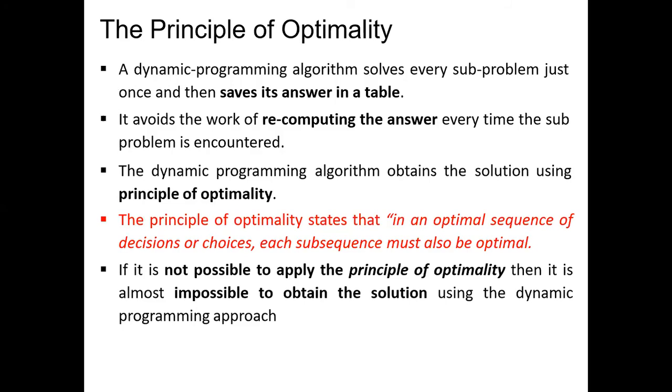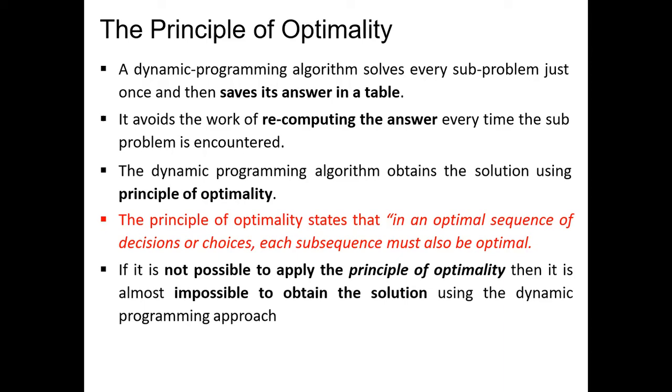Now let's see the principle of optimality. Dynamic programming solves every given problem just once and saves the answer in a table. So it avoids recomputing the answer every time the subproblem is encountered. Whenever you are solving a problem and some similar kind of subproblem is encountered, its solution is already computed in a pre-computed table. So we will consult that table and use it for reference of the answer. Then the dynamic programming algorithm gets its solution with the help of the principle of optimality.